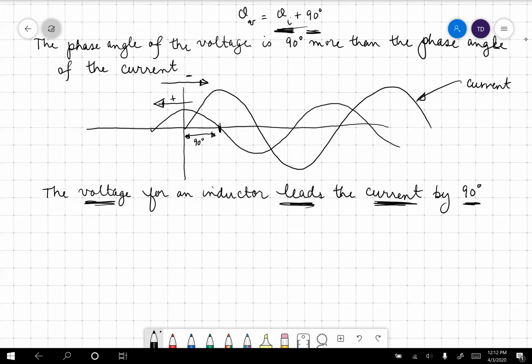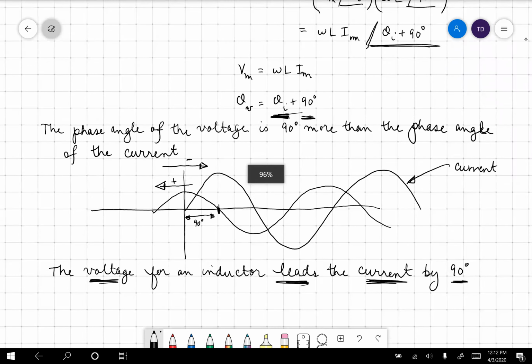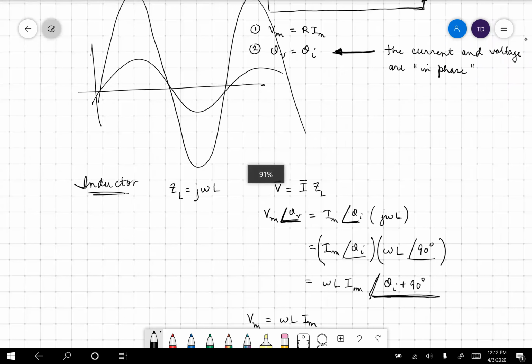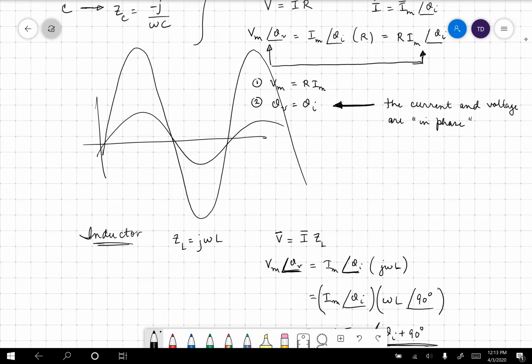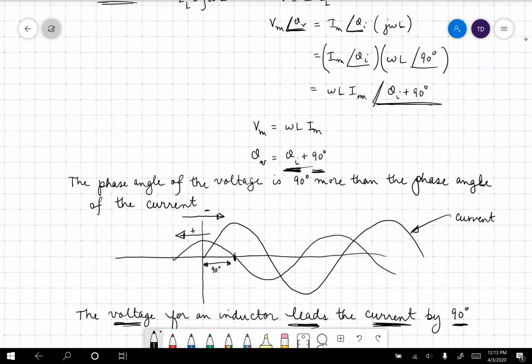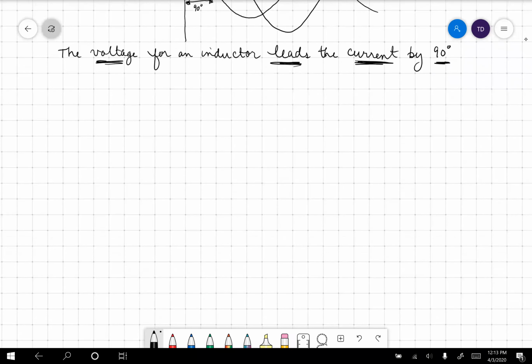We're always going to see this 90 degrees when we're talking about pure elements, resistors, capacitors, and inductors. Here, if we went back to the resistor, they're in phase, neither leads the other. They are both aligned perfectly. So neither of them is leading or lagging.